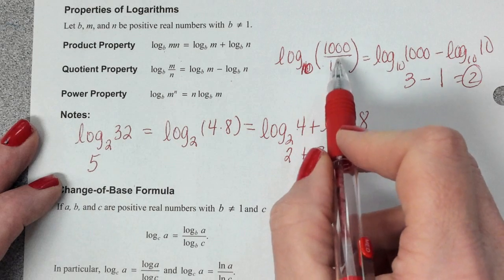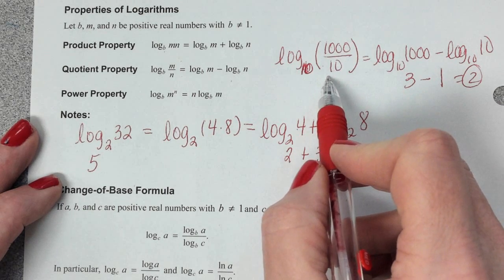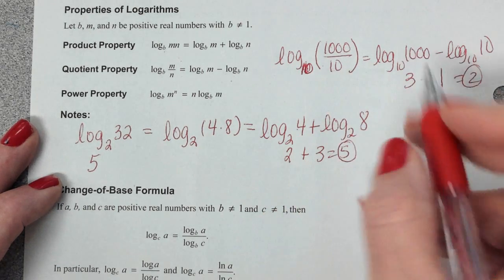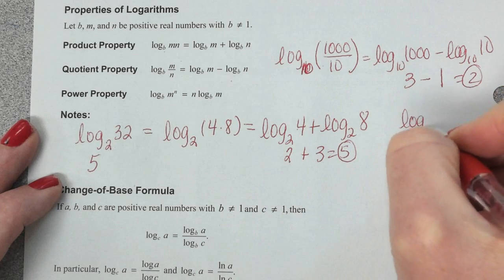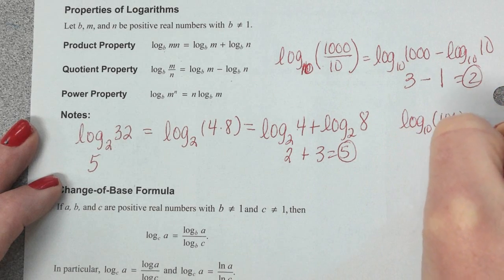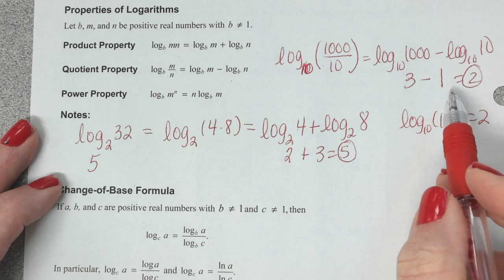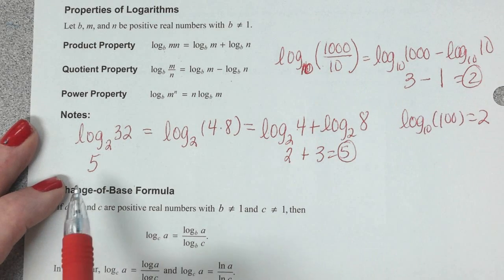But we also could have just simplified this. What is 1,000 divided by 10? 100. Would it be true that log base 10 of 100 would also be 2? Yeah. So that's how those work.